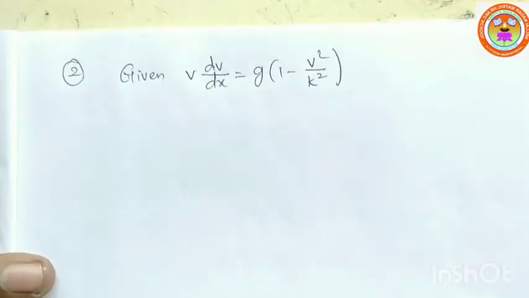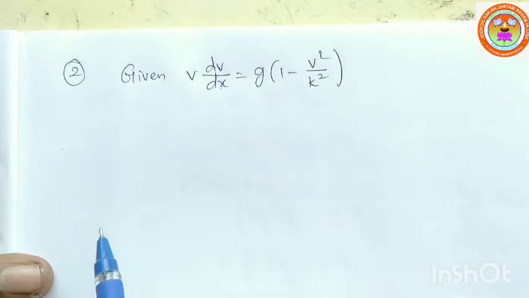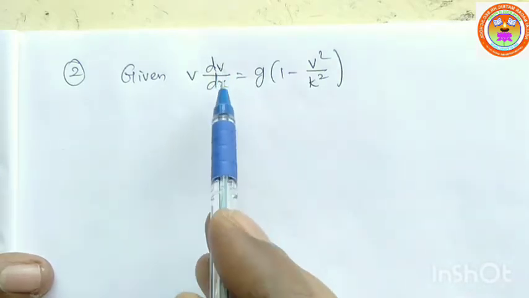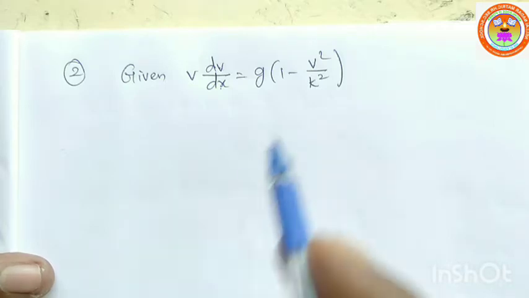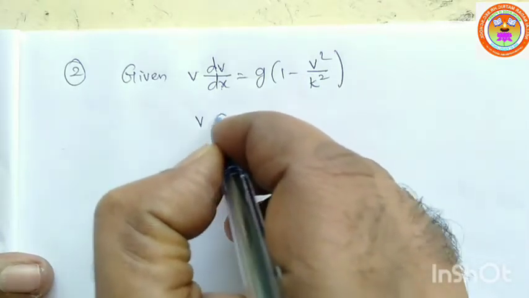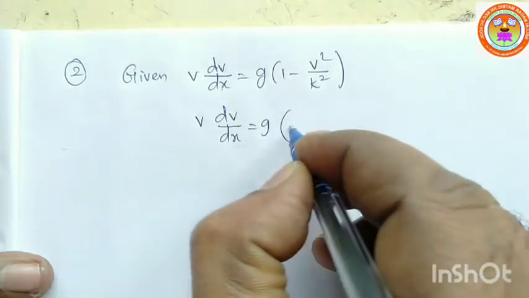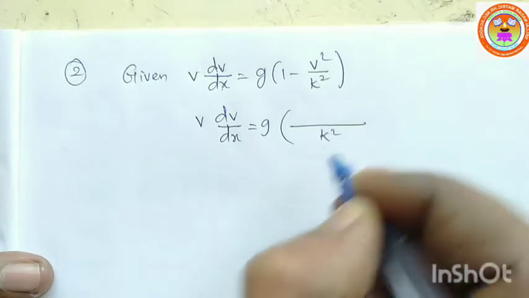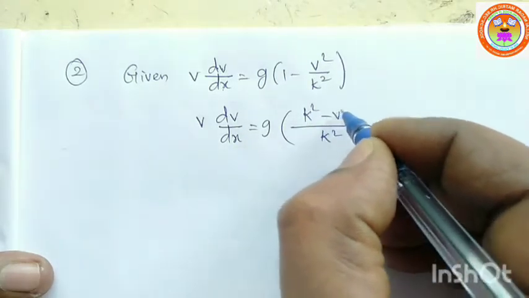First we are going to separate the variables v and x. Here the variables are v and x. Before separating the variables, here we want to take the LCM. So v into dv by dx is equal to g into, when we are taking LCM, k square is the LCM, cross multiply. So k square minus b square.